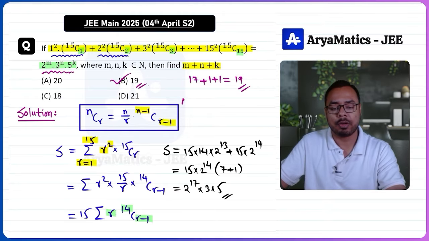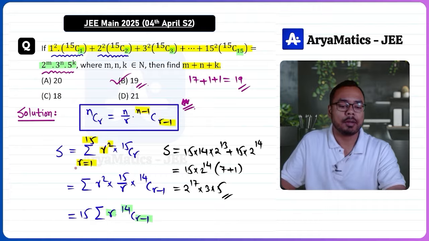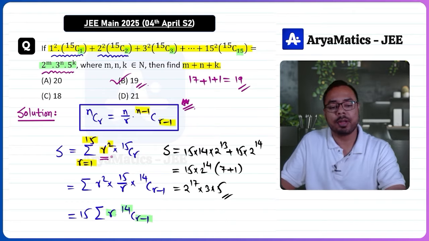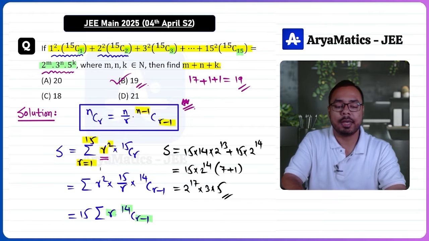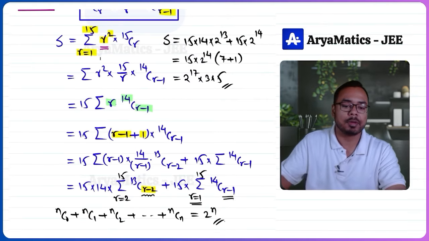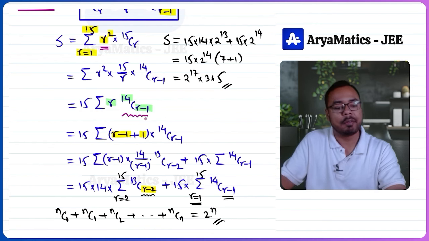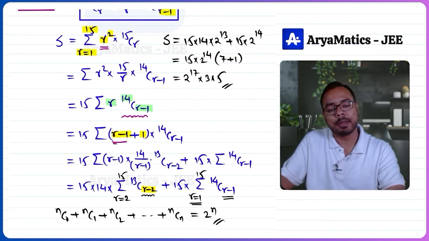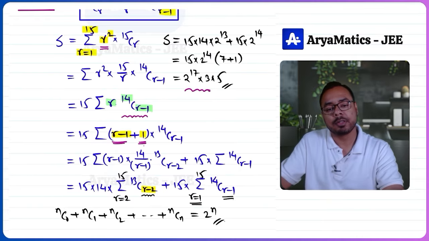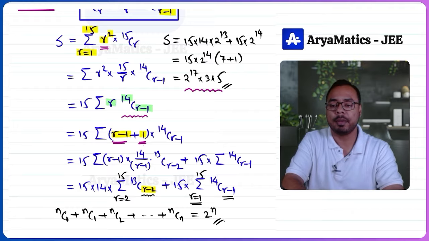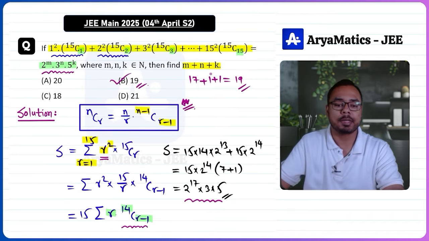These types of problems are not difficult. First you need to write using the sigma notation, and then we have to get rid of this r or r square. So first we have written 15Cr as 15 by r, when r will cancel, and in the next step you will get r minus 1, because here we have 14Cr-1. If we apply the same formula, we'll create r minus 1 here, and that means we need to write r minus 1 plus 1, and now again separate and create two summations. Finally, the sum was 2 raised to 17 into 3 into 5, and therefore m plus n plus k will be 19, and that is the correct answer for this problem.